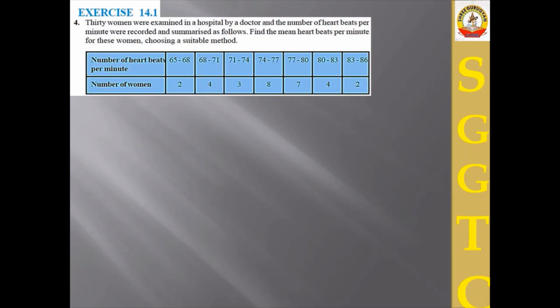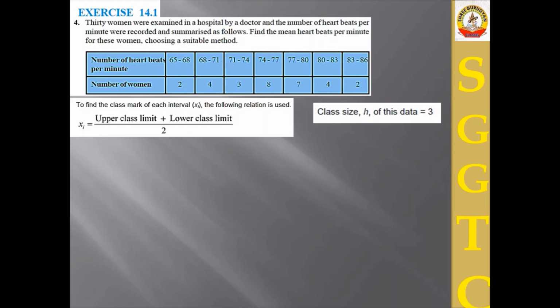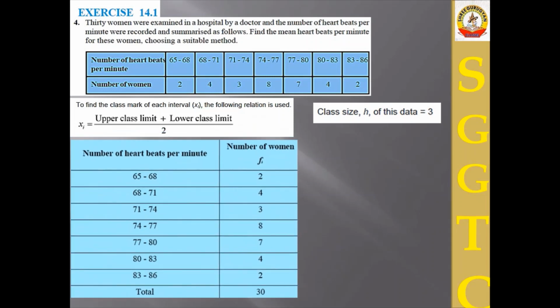Now 14.1, question number 4. 13 women are given, with the number of heartbeats per minute and the number of women. Very easy. Find the suitable method for the mean. So I just apply the same method. xi is the mid value, class mark, upper class limit plus lower class limit by 2, and the class size is only 3, because 65 to 68, 68 to 71, 71 to 74, here it is only 3 each time. Now apply the question in the table. Summation fi, total added, is 30.